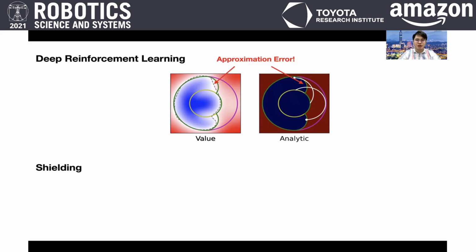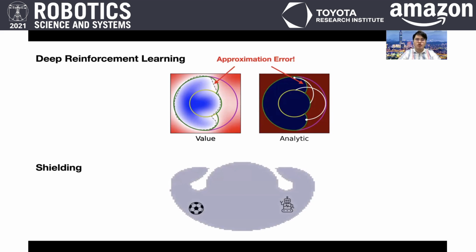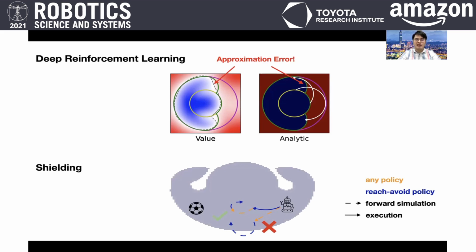Therefore, we propose a shielding scheme. Here, the robot wants to reach the goal while remaining in the gray reach-avoid set. Assume we have an accurate simulator. Once we attempt a candidate action, we simulate forward a short trajectory with this action followed by the reach-avoid policy, and we check if the reach-avoid policy can maintain the safety and liveness of the system. If not, we reject this candidate action and instead we execute the reach-avoid policy. If we can maintain the safety and liveness, we execute the candidate action.